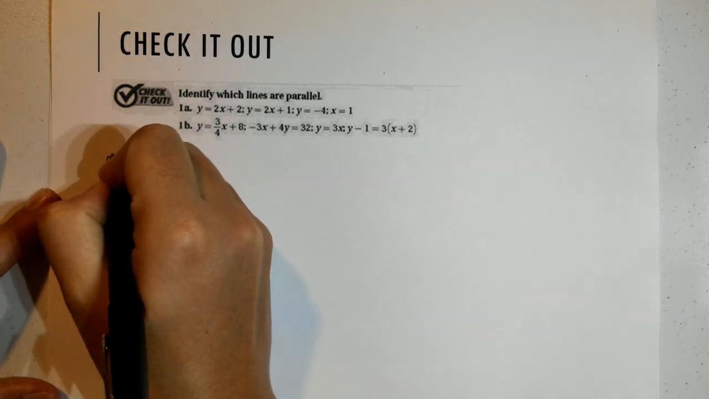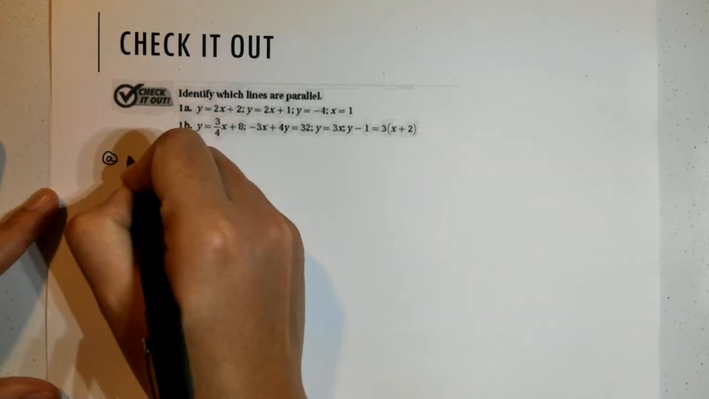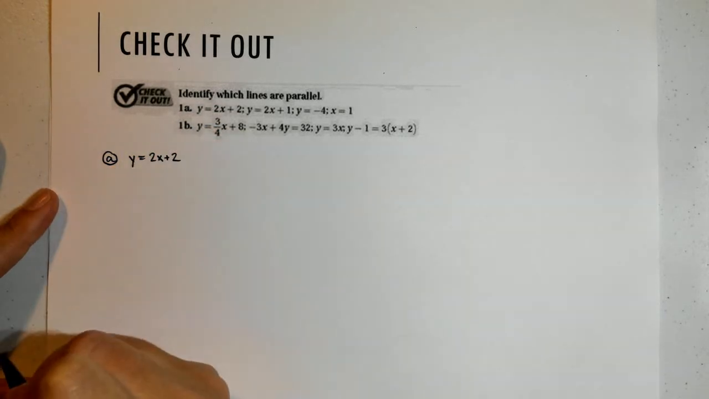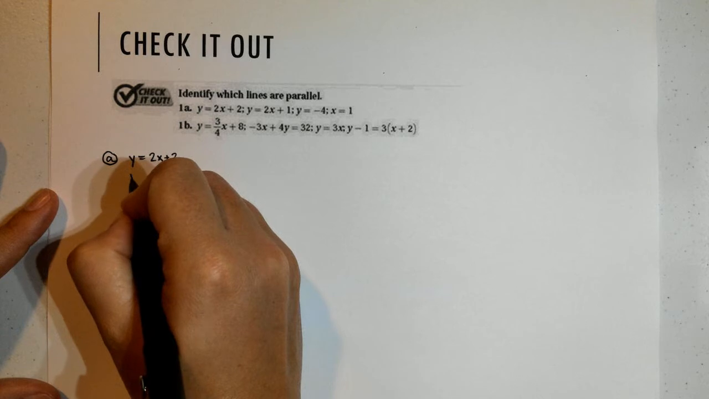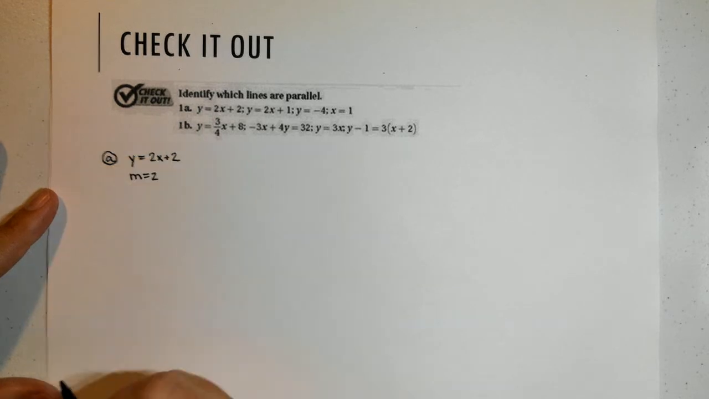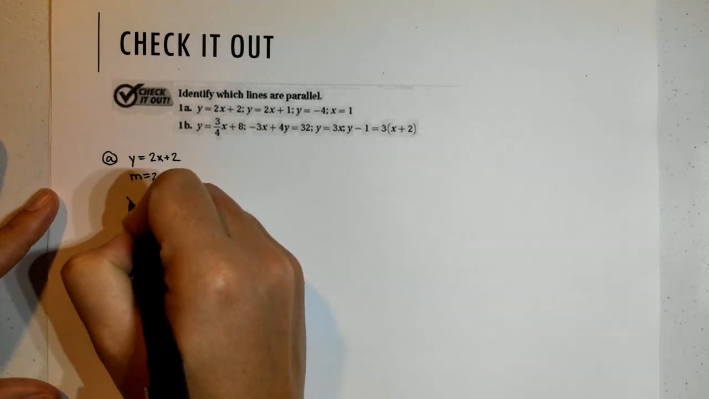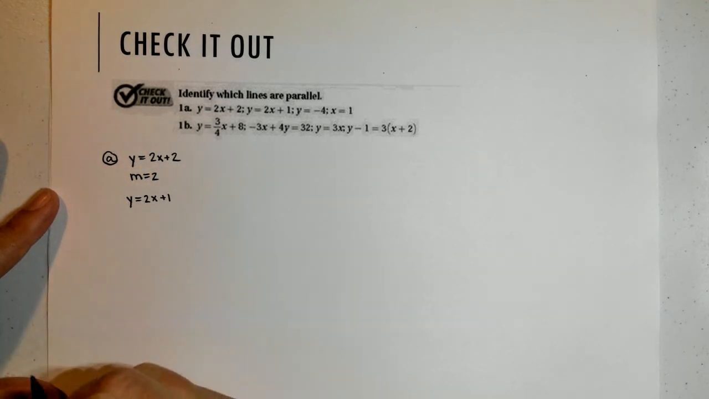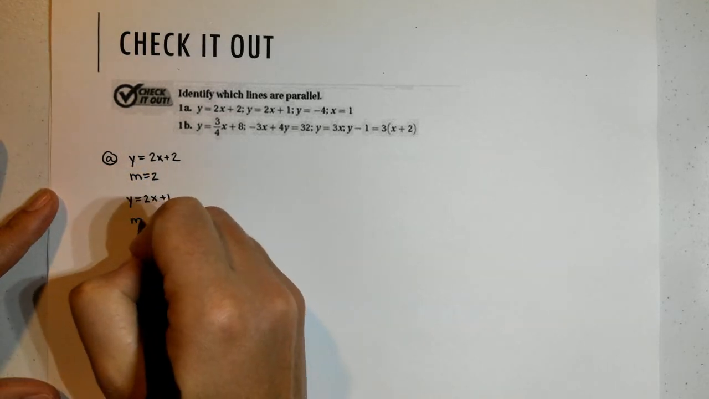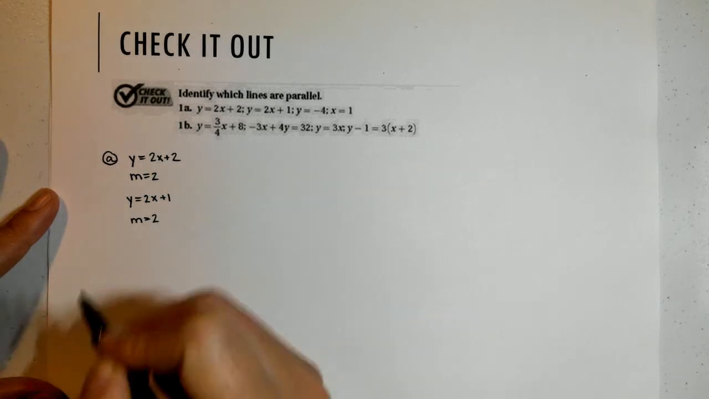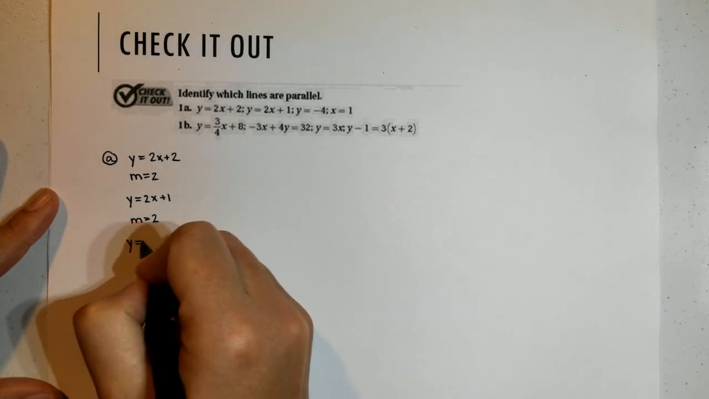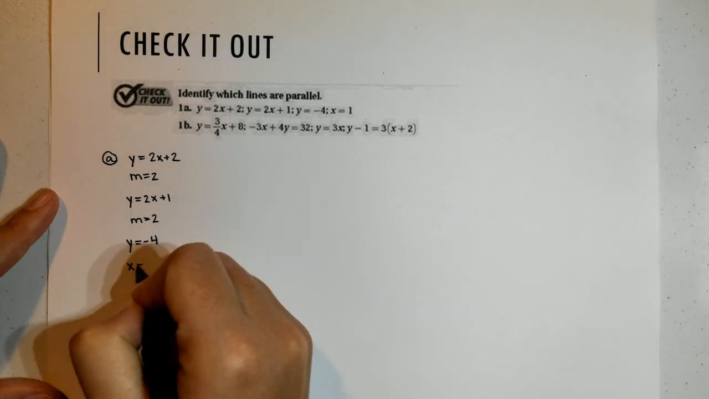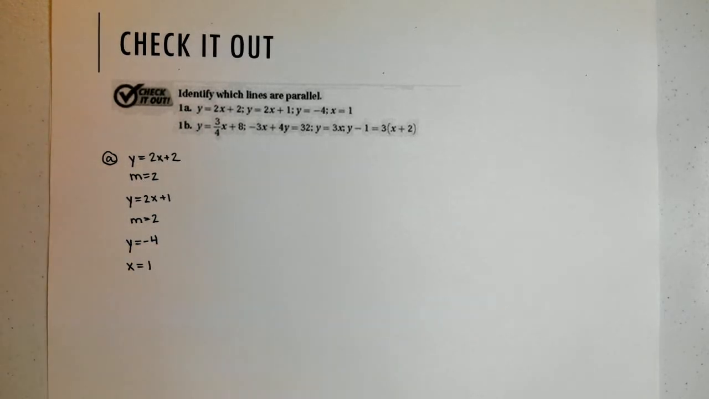So for A, my first equation, y equals 2x plus 2. Already in slope-intercept form, my slope is 2. The second equation, y equals 2x plus 1, already in slope-intercept form, so my slope is 2. And then I have the equation y equals negative 4, and x equals 1.